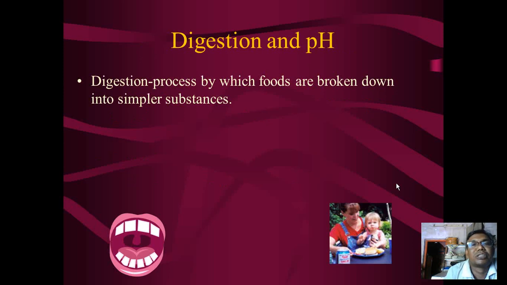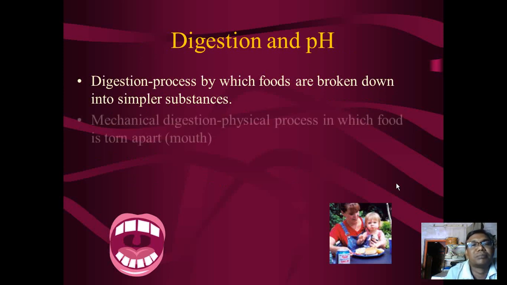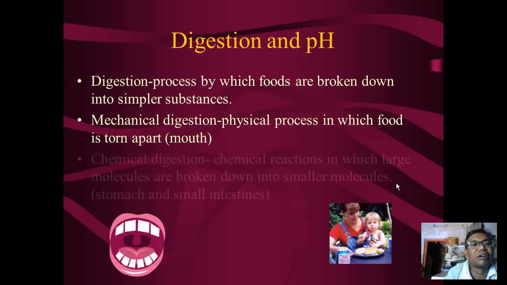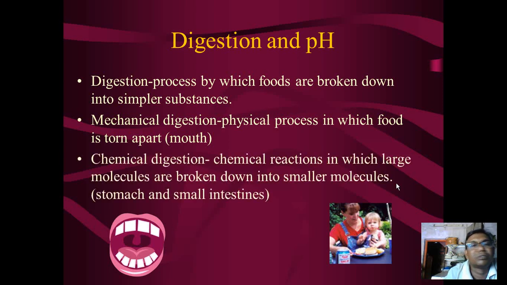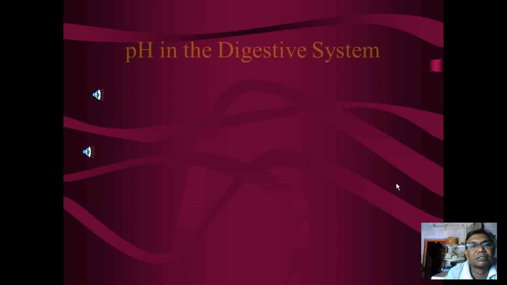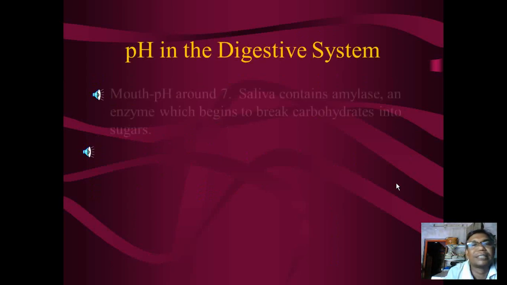Digestion is the process by which foods are broken down into simpler substances, and pH is very useful in it. Mechanical digestion is the physical process in which food is torn apart in the mouth. Chemical digestion is the chemical reaction in which large molecules are broken down into smaller molecules, in the stomach and small intestine. pH in the digestive system.